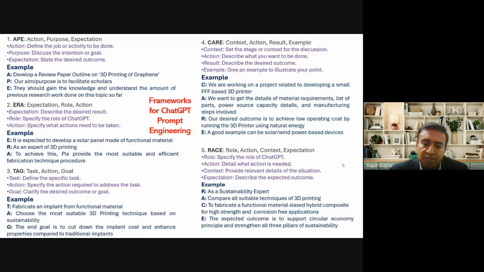So the example which I have prepared is related to 3D printing of functional materials. As a sustainability expert, compare all suitable techniques of 3D printing to fabricate a functional material-based hybrid composite for high strength and corrosion-free applications. The expected outcome is to support circular economy principles and strengthen all three pillars of sustainability: economy, society, and environment.